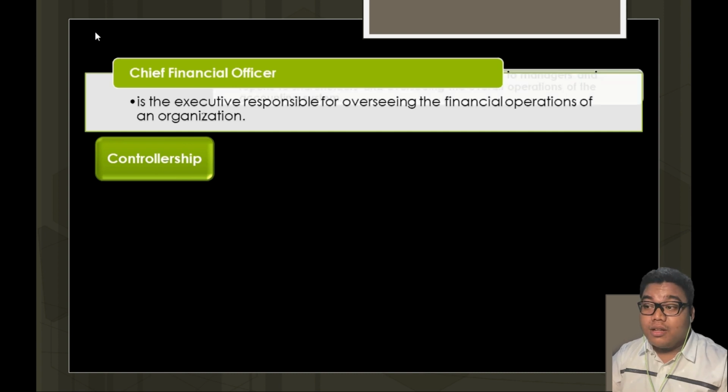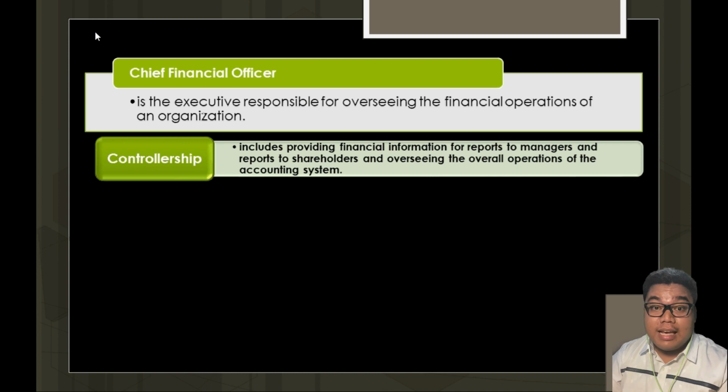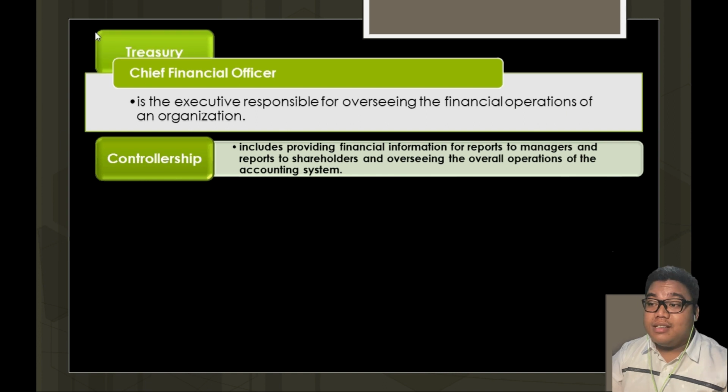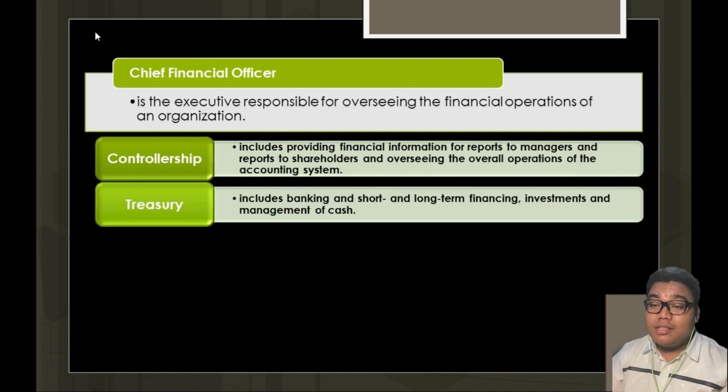controllership. What is controllership? This is the function of an accountant in an organization. So, providing financial information to managers and reports to shareholders and overseeing the overall operations of the accounting system. Treasury involves banking and short-term financing, investment, and management of cash.